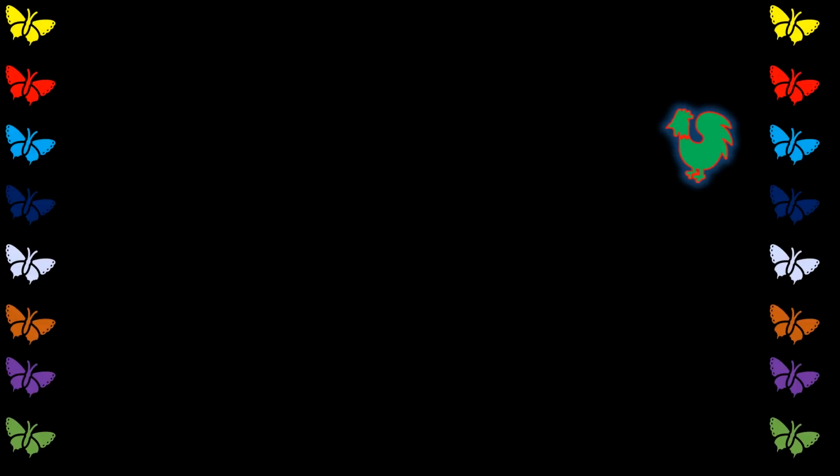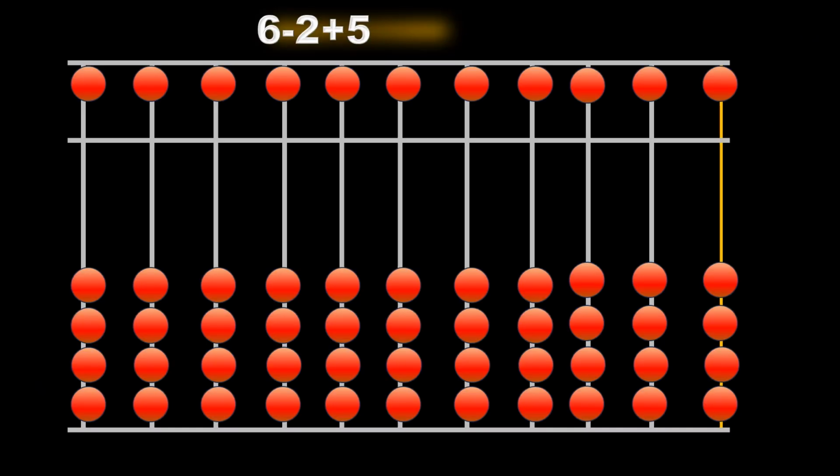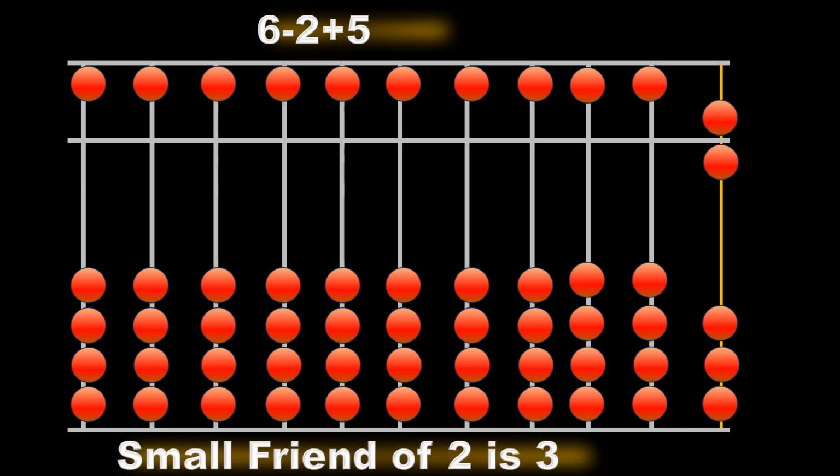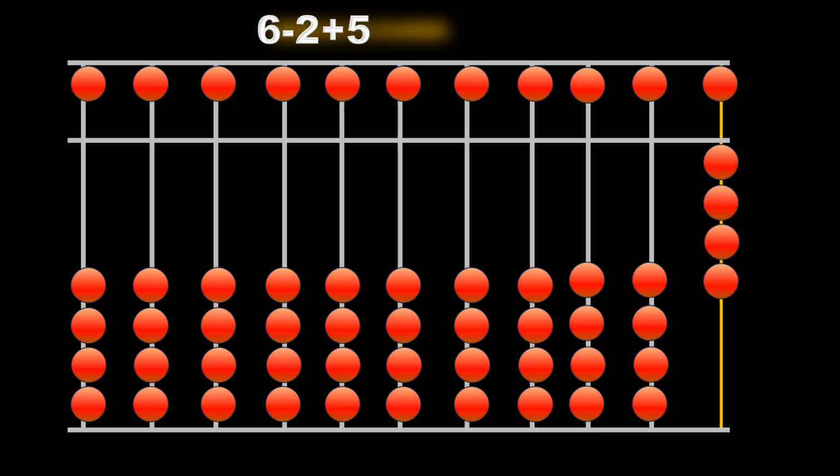See the next question. It is 6 minus 2 plus 5. First add 6. Added 6, right? Now we have to see the second digit, which is minus 2. So small friend of 2 is 3. Subtracted 5, added 3. Now we have to add 5. We have, straight away add it. So the answer becomes the maximum number on one's digit, which is 9.